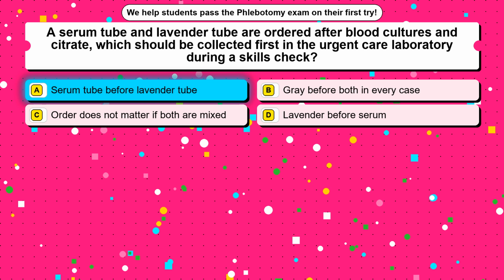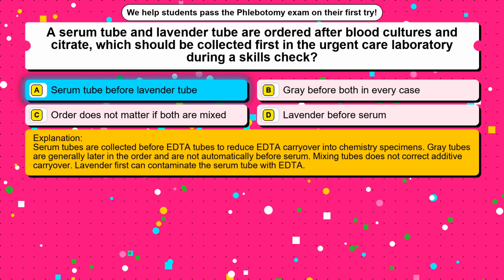The correct answer is option A. Serum tube before lavender tube. Serum tubes are collected before EDTA tubes to reduce EDTA carryover into chemistry specimens. Gray tubes are generally later in the order and are not automatically before serum. Mixing tubes does not correct additive carryover. Lavender first can contaminate the serum tube with EDTA.